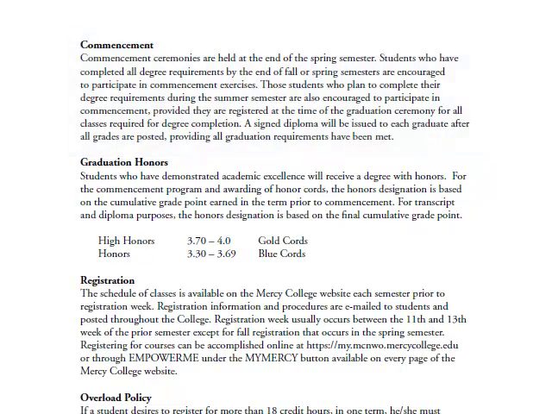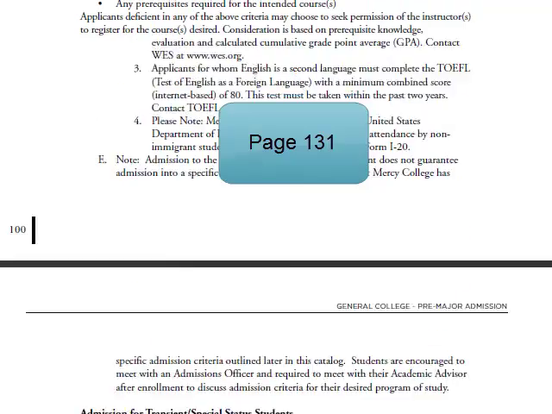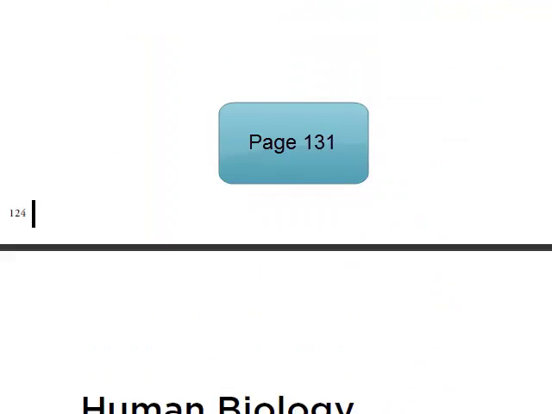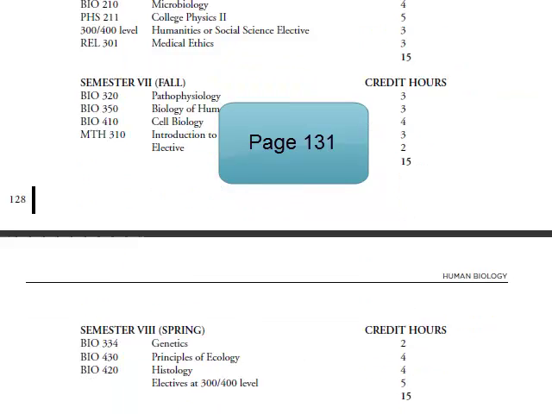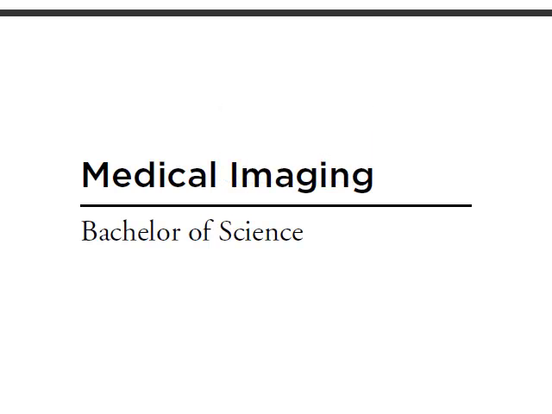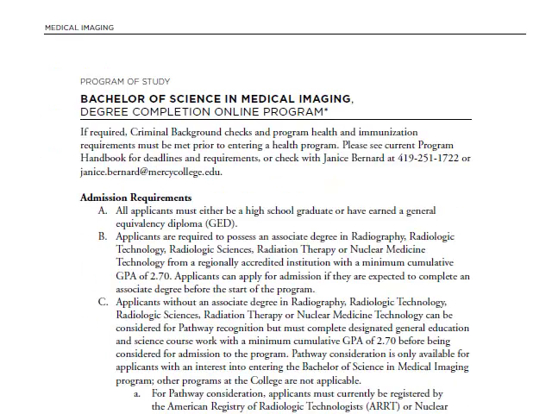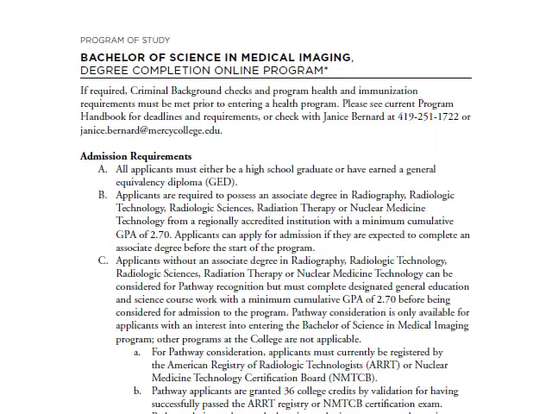The next thing to look at, we're going to scooch all the way down to page 131. And this is in regards to your program. In the catalog, there is a section for each one of the programs offered here at Mercy College. Your program, Bachelor of Science in Medical Imaging, starts on page 131. We've gone over all of this information at one time or another over the past couple of weeks or throughout your time entering the program, but here it is again spelled out in black and white.